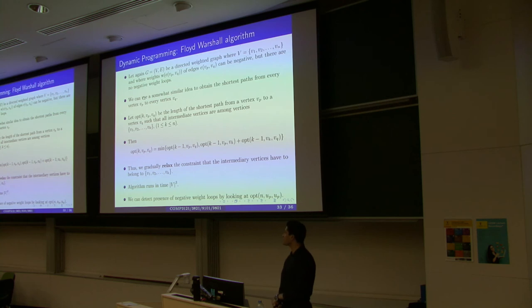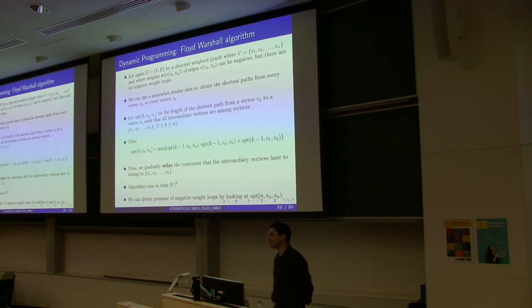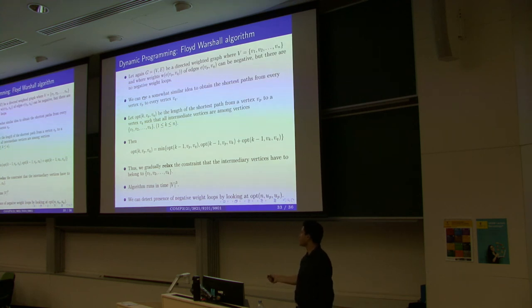And the second is that even though we required that in order to find an optimal solution, it shouldn't have a negative cycle, if there is a negative cycle, then of course the length of the shortest path may be minus infinity. But what is nice about this algorithm is that we can detect the presence of a negative weight loop by simply looking at this particular value, which is opt of n, u, u. Why is that? Because this denotes the length of the shortest path where you start from u and you end in u, so it's a cycle.